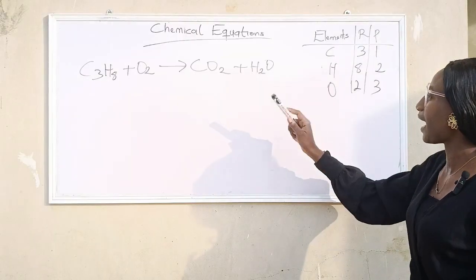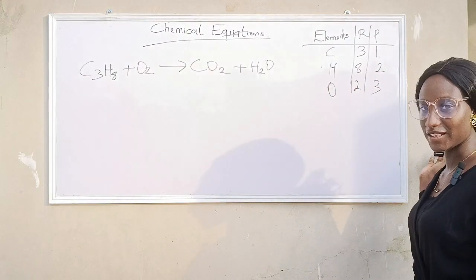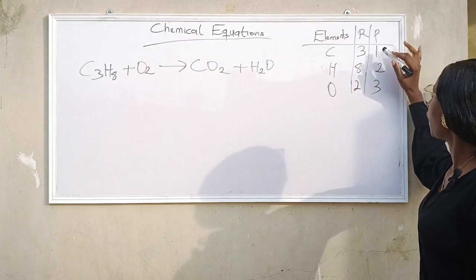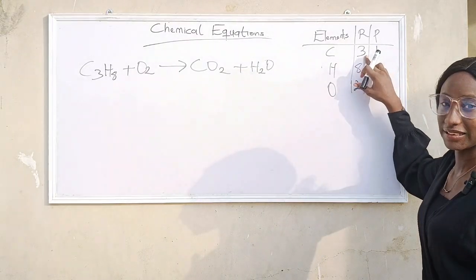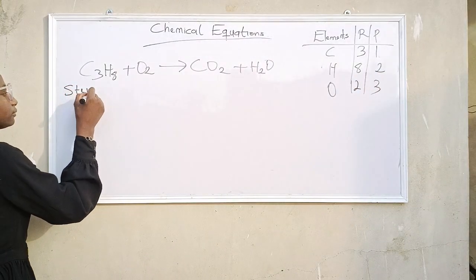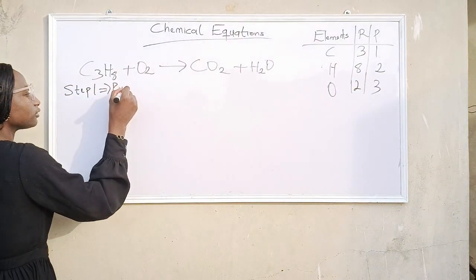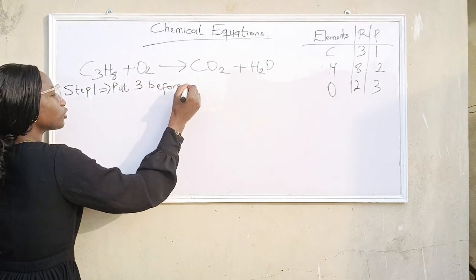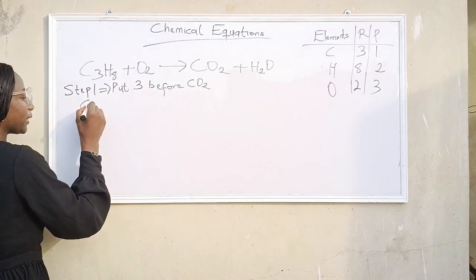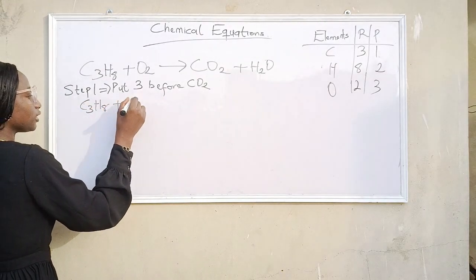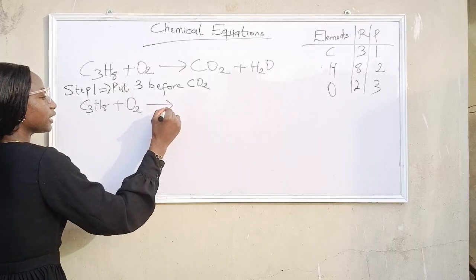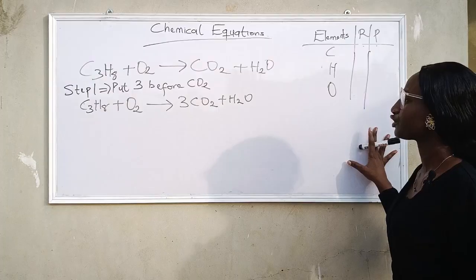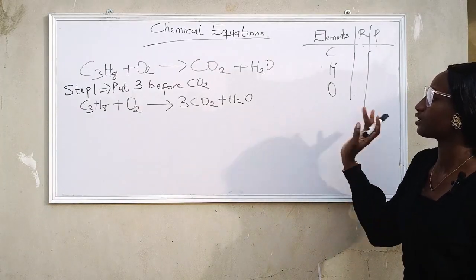For carbon, we have 3 and 1. So what's the LCM of 3 and 1? Very good, it's 3. Since this side is already 3, we have to make this side 3. Step 1, we are going to put 3 before CO2, so that we have C3H8 reacting with O2 giving you 3CO2 plus H2O. Let's check if what we have written here has solved the problem.